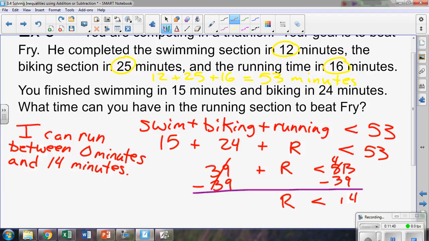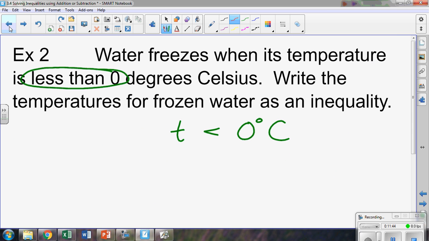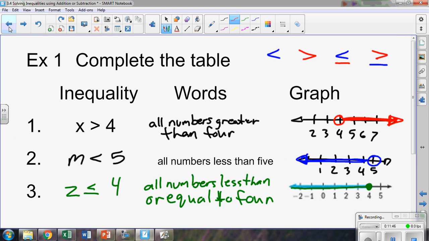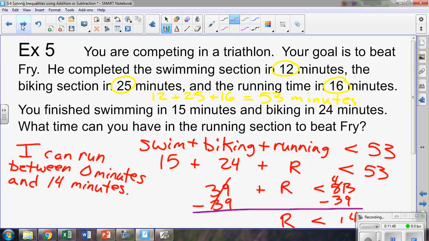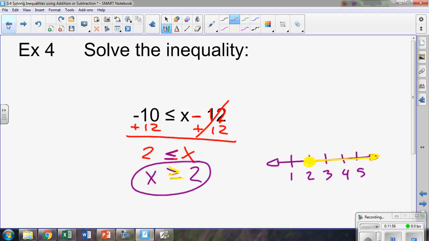You'll notice each of these pieces on creating an inequality, like with temperature, like with the chart, like with our triathlon problem, creating the inequality plays a role. Adding and subtracting is the exact same skill we had as when we were solving equations.